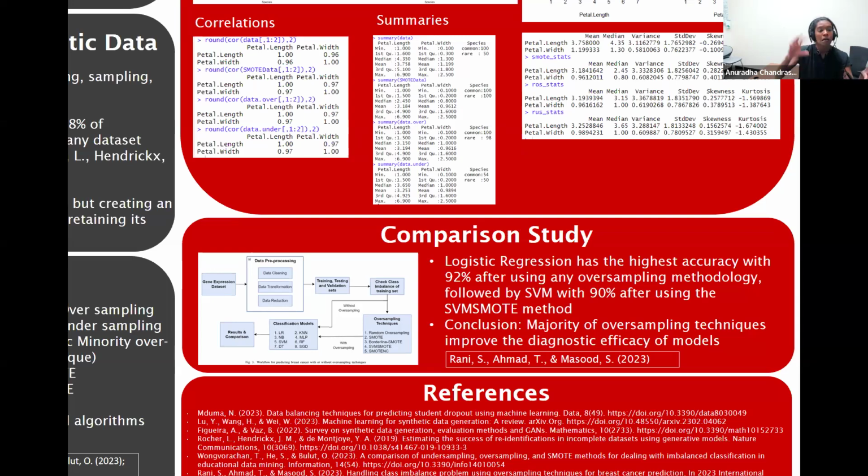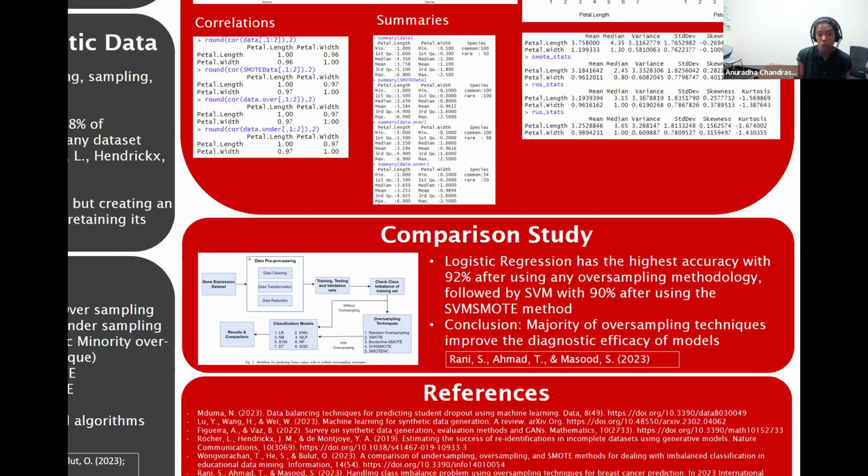So they're doing that. But then another way of doing it, they're also sending it through oversampling techniques like we just saw: random oversampling, SMOTE, borderline SMOTE, SVM SMOTE, all of that. They're trying all of that and then sending it to the classifiers. They found that logistic regression has the highest accuracy after using any oversampling methodology. That's one of the things they found. And then followed by SVM with 90%, using SVM SMOTE. So they use SVM SMOTE first and then send it to the SVM classifier.